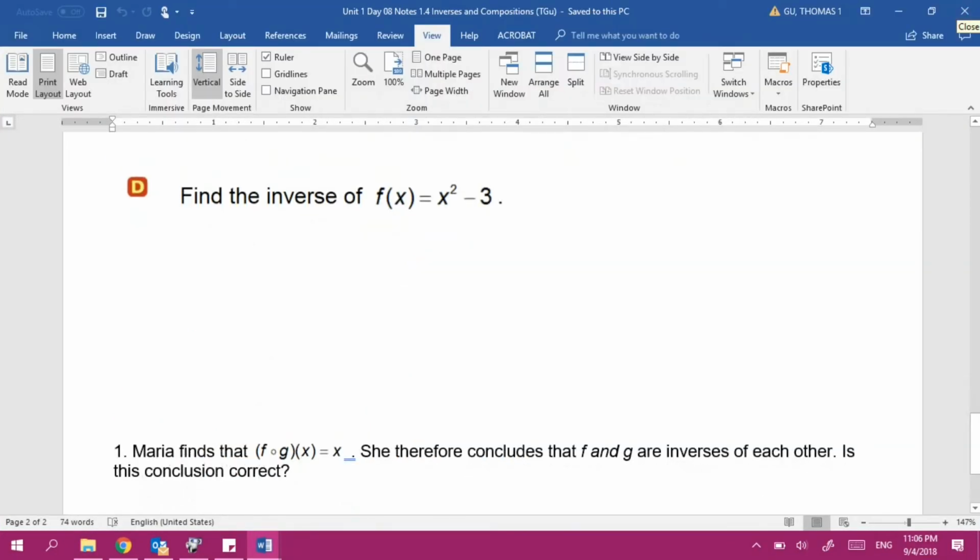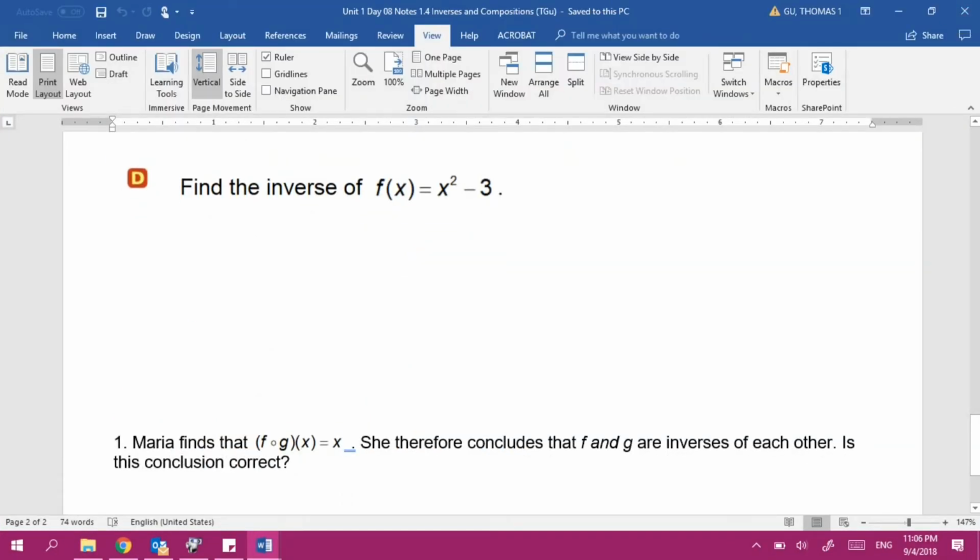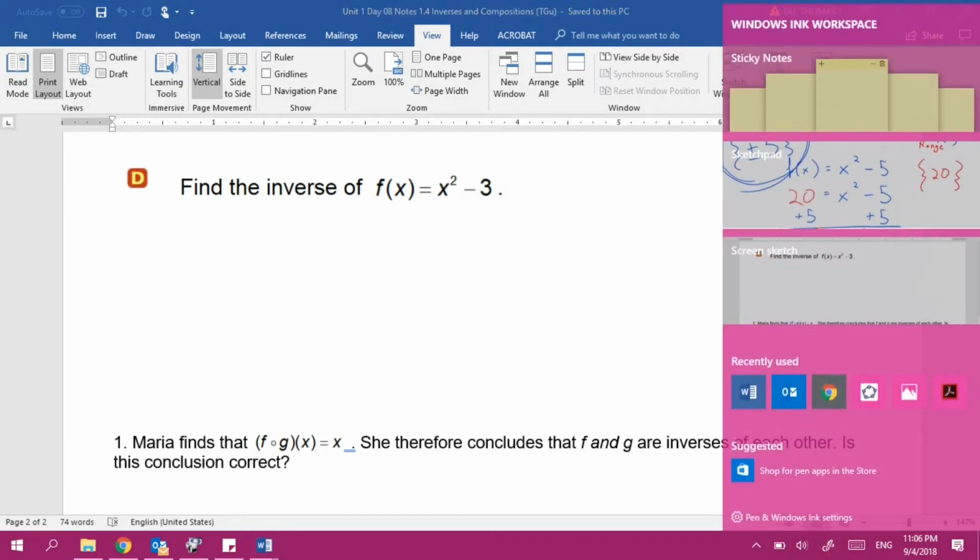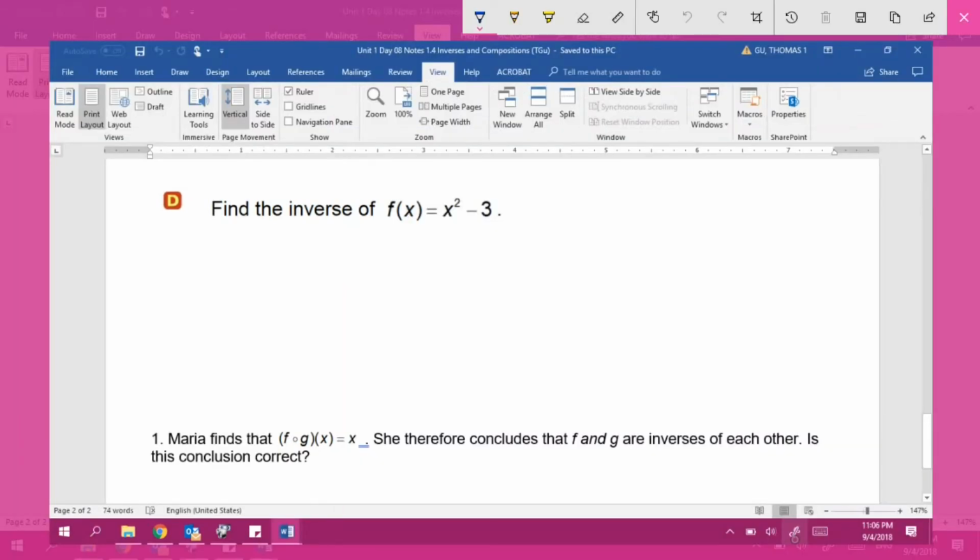On to D. Find the inverse of f of x equals x squared minus 3. This one just has to find the inverse, so this is a problem like we did yesterday. What do we do to set up our equation? We're going to write the exact same thing first, but with a y in place of f of x. So y equals x squared minus 3. Notice everything's the exact same except I wrote a y. Next, to start the inverse process, we're going to switch the x and the y. So x equals y squared minus 3.